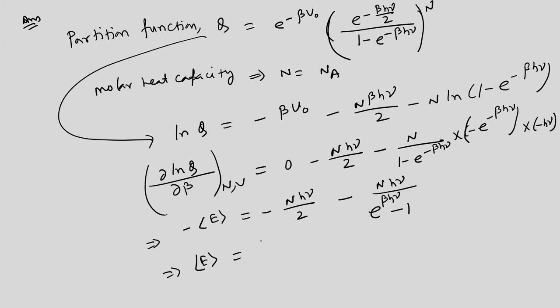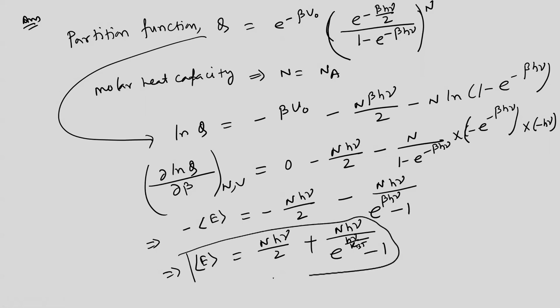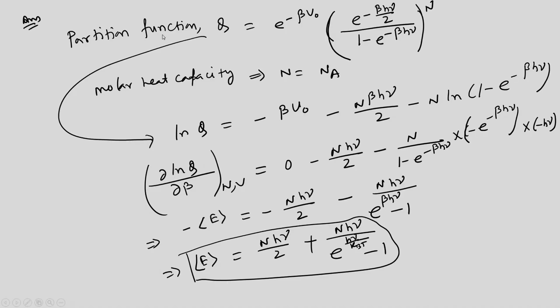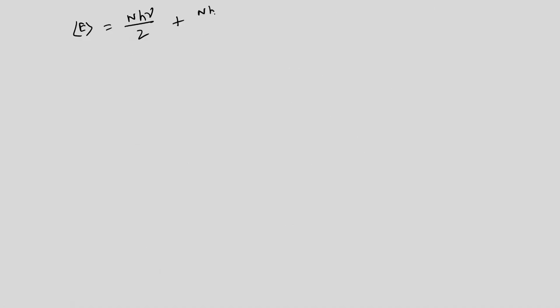So, we get E average is N h nu by 2 plus N h nu by e to the h nu by k B T minus 1. So, this is the expression for average energy. Now, we can calculate molar heat capacity by considering N equals N A. So, the expression for energy we have now is E is N h nu by 2 plus N h nu by e to the h nu by k B T minus 1.